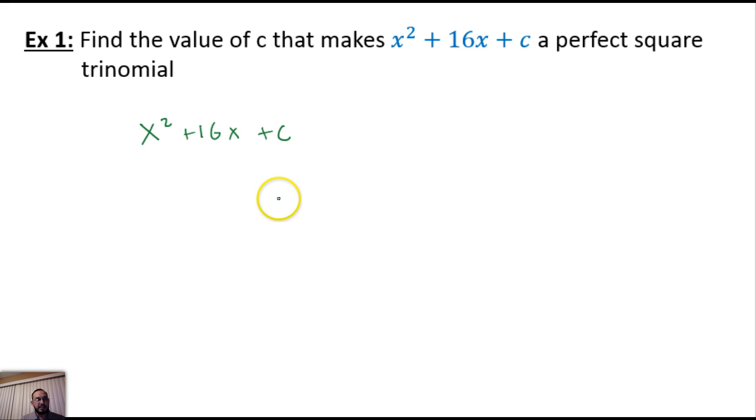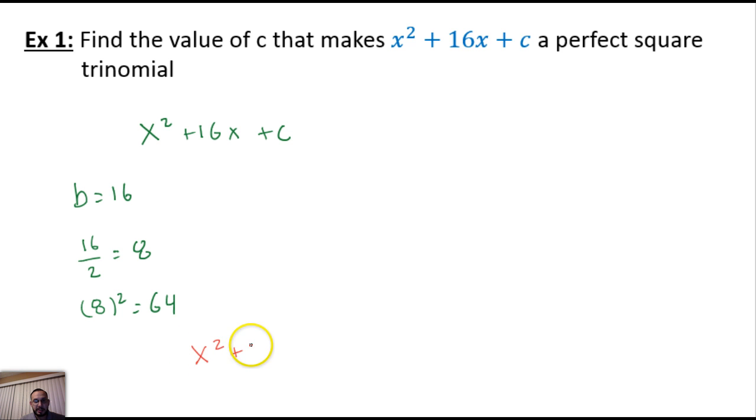We're going to do a few of the steps from the previous 5 steps. We're going to divide b, so my b value is 16. We take my b value and divide it by 2. When I do so, I get 8. Then step 2 also tells me to square it. So I take 8, then square it. When I do so, I get 64. By doing this, I turn this regular trinomial into a perfect squared trinomial. So if I substitute my c value back into this equation, I get x squared plus 16x plus 64.